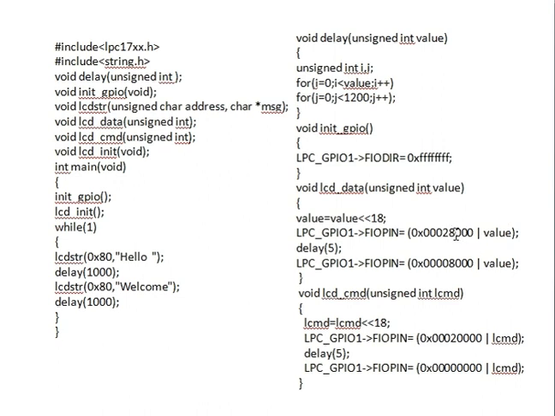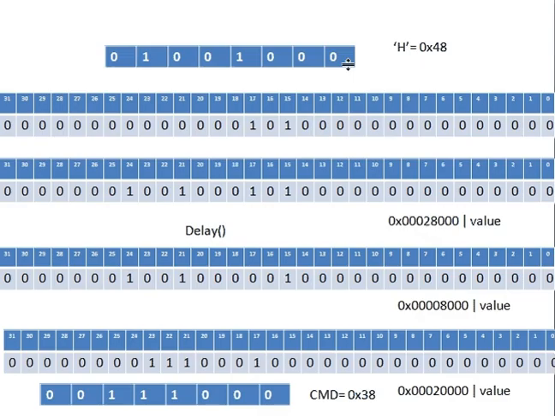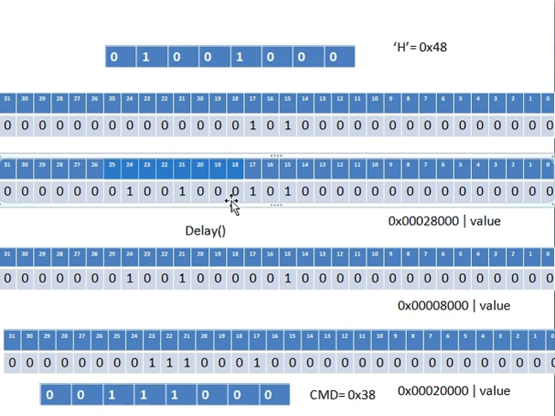Now the question is why 2800? Now let's go back here. This is your H, 48 value. So what do you have first? You have 0100 where it is loaded from the 18th bit. You have the 18th bit here, and you can see from the 18th to 25th bit you have that data. And this has to be bitwise ORed with the data which is there here.